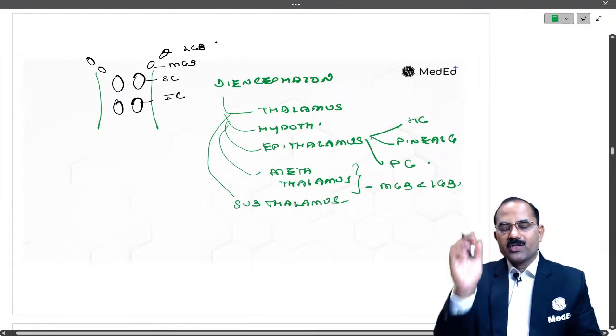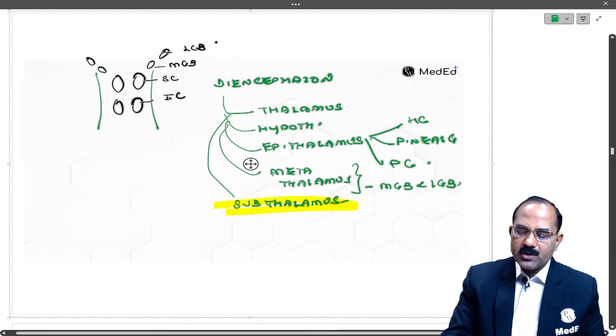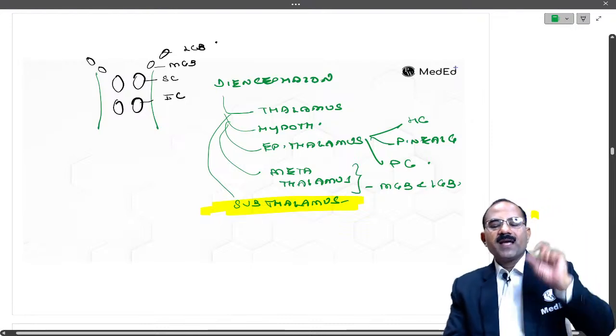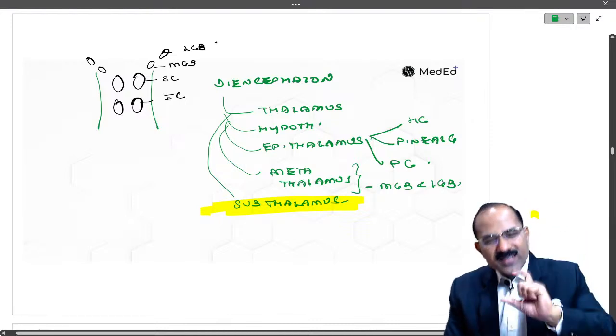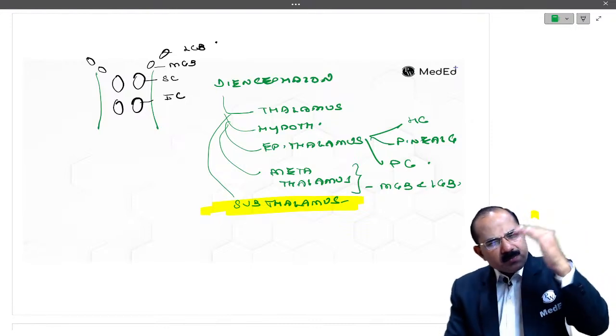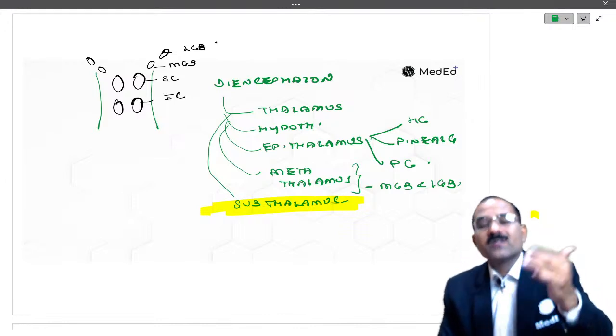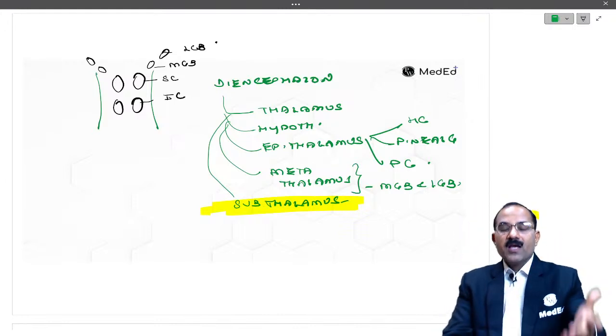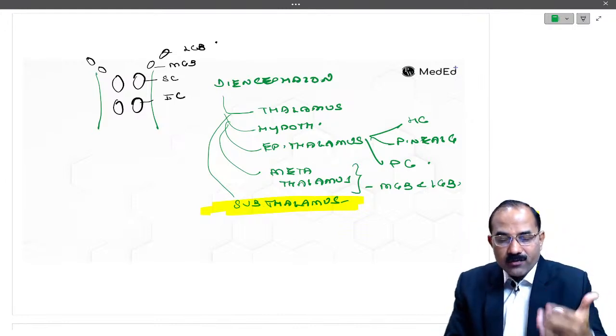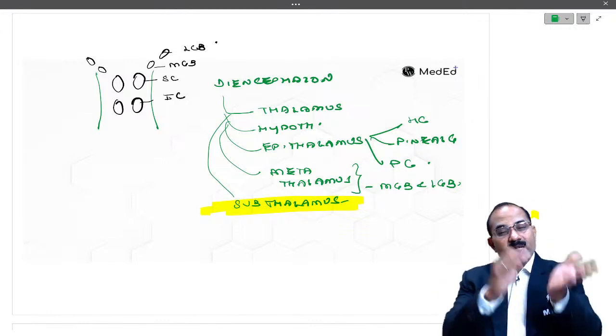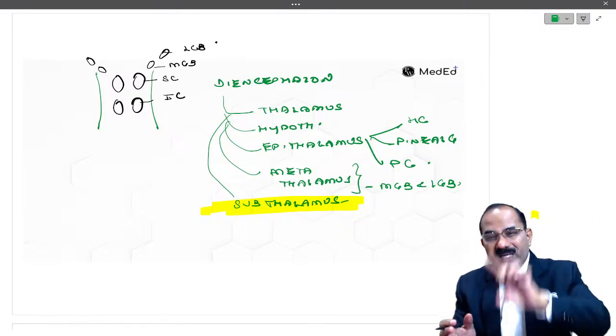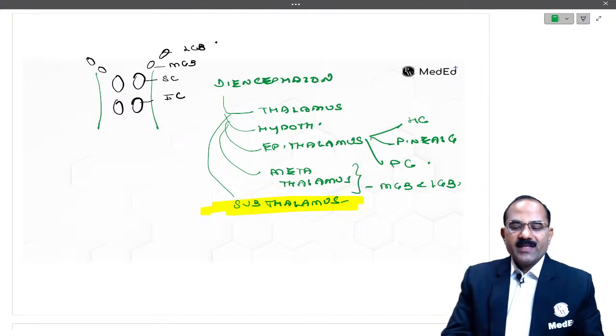And one more thing, bacha. This subthalamus जो है ना, subthalamus. Look, subthalamus is a part of the diencephalon, right? The last part of the diencephalon below the thalamus is what we call the subthalamus. So subthalamus is a part of the diencephalon, but this subthalamus is included in the basal ganglia.